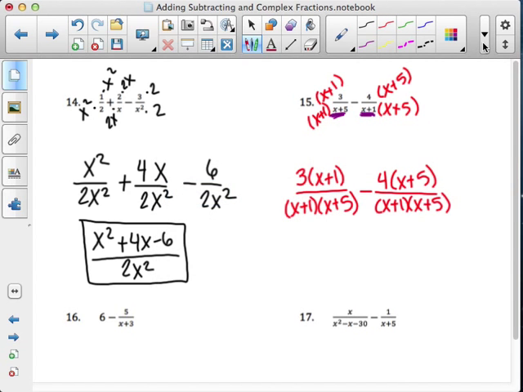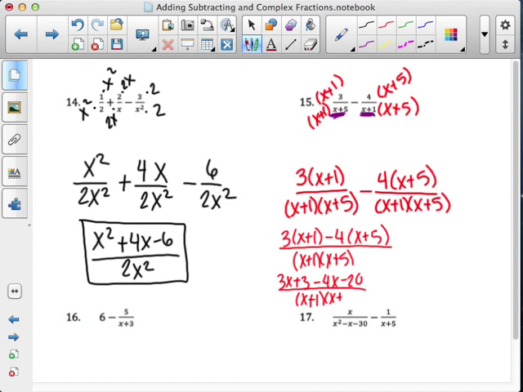So my numerator now is 3 times (x + 1) minus 4 times (x + 5), all divided by (x + 1)(x + 5). So I'm going to distribute inside, and I get 3x + 3 - 4x - 20, all over the same denominator, (x + 1)(x + 5). And that equals 3x minus 4x is negative x, 3 minus 20 is negative 17, divided by (x + 1)(x + 5). And that's as far as we can go. There's nothing that will cancel, and so that's my answer.